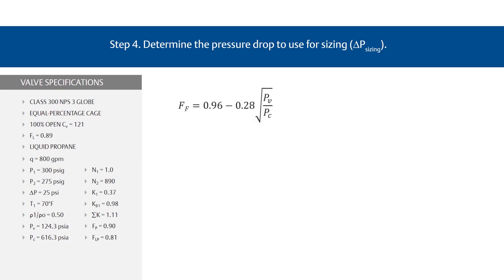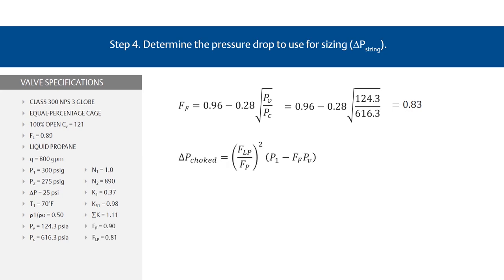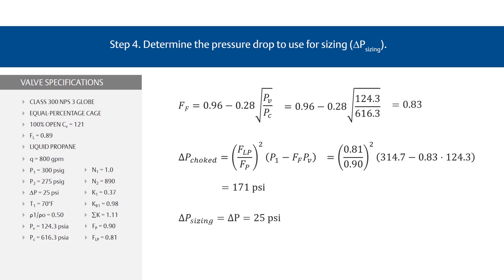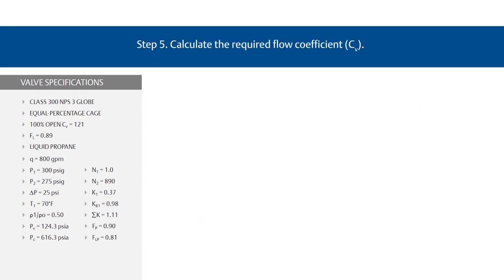First, find the liquid critical pressure ratio factor. Use the F sub F equation. Plug in your variables for a result of 0.83. The choked pressure drop, ΔP choked, is found using the standard ΔP choked equation. Enter your variables for a result of 171 psi. Since the actual pressure drop is lower than the choked pressure drop, we know that ΔPsizing equals ΔP, which equals 25 psi.